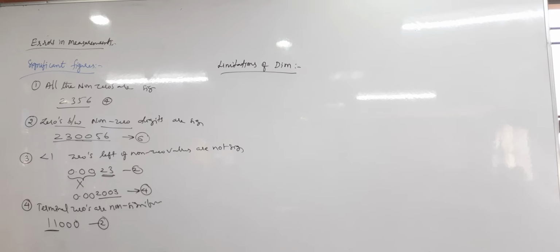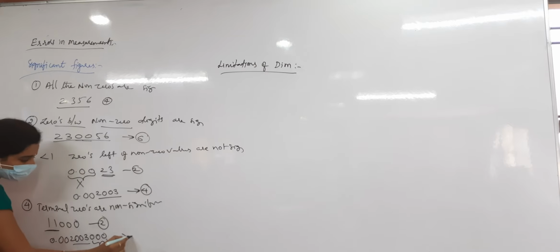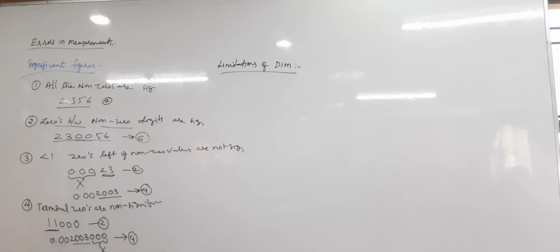Clear? Now, whenever I get the same terminating zeros with a decimal also, for example, 0.00200300, how many significant figures are there? 4. Again, why? Because these terminating zeros are also non-significant. So how many are there here? 4 are there. Clear, right?